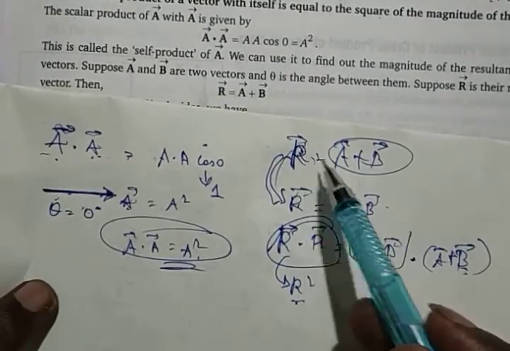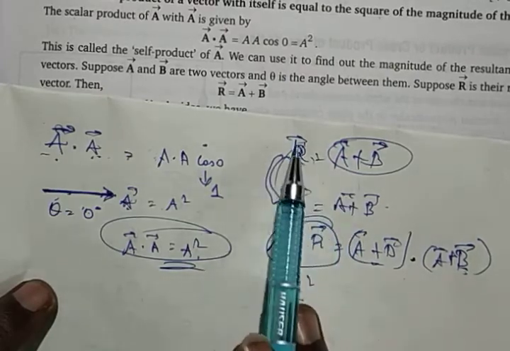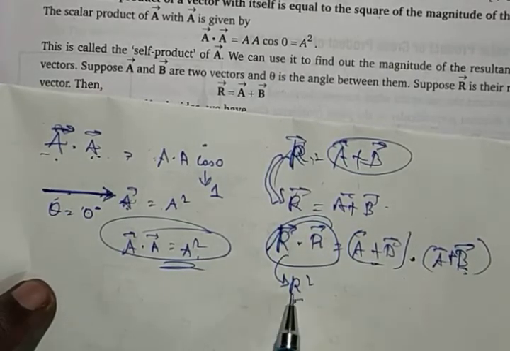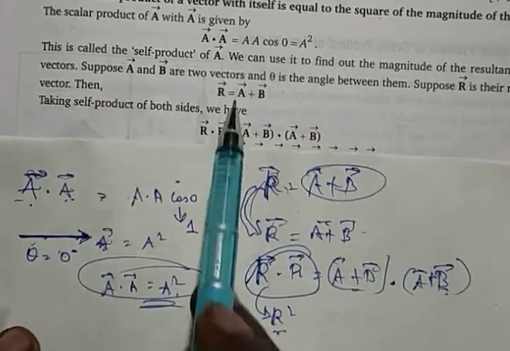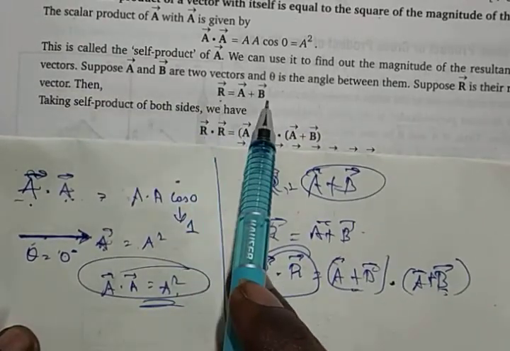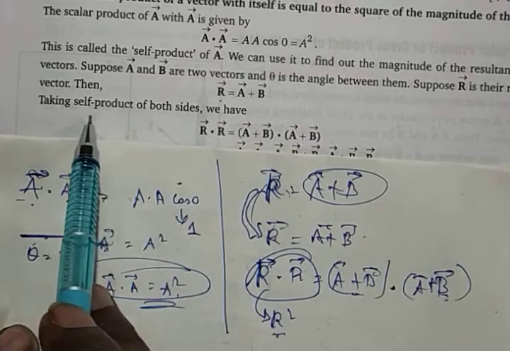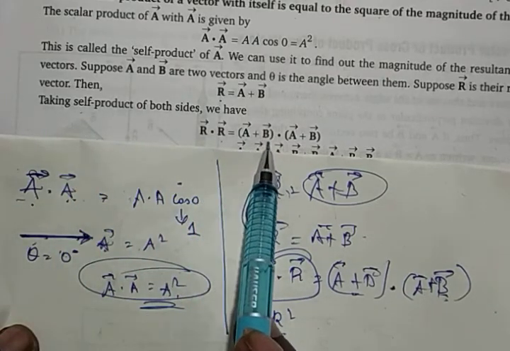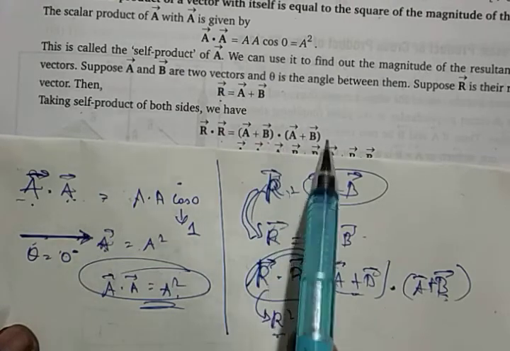Now there are two sides of it. R and r, the product of two vectors within itself, is going to be equal to r square. That's what it is here. R vector is equal to a plus b, and you want to do self product of both sides. So r dot r is equal to a plus b dot product of a plus b.